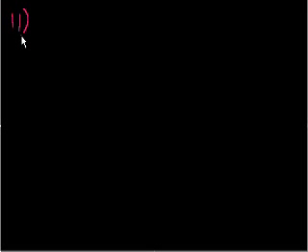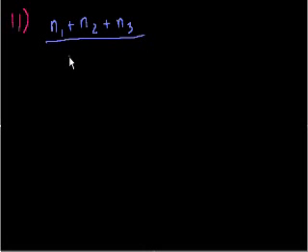Problem 11. When the sum of a list of prices is divided by the average of the prices, the result is k. What does k represent? So if I take the sum divided by the average, let's say I'm taking the sum of 3 numbers, n1 plus n2 plus n3. I could do it with n numbers, but just for simplicity, and I'm dividing that by the average.